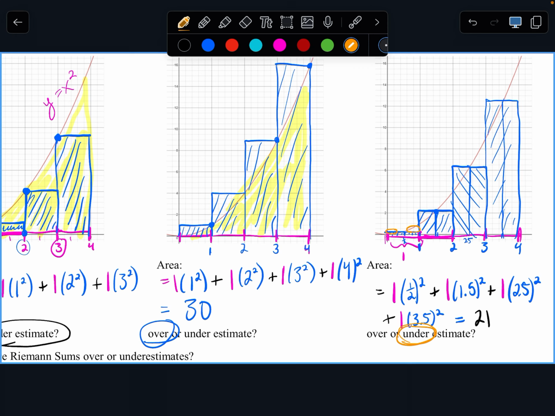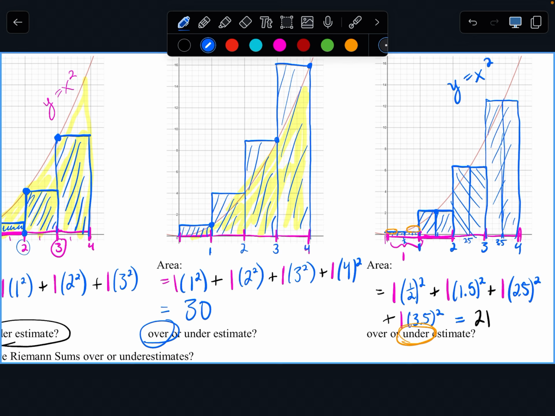Okay. Yeah. How did you get 1/2 and 1/5? Oh, I just looked at the X values. Here is like 3.5, you know? And to get the height, I plug it into the function at that X value. Yep. Okay.